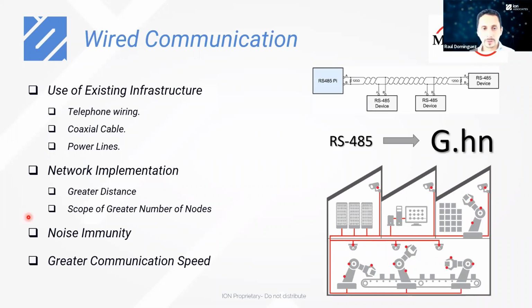You can go greater distances and several nodes. There's, depending on what you are using, noise immunity. And the good thing is that you can have greater communication speed. So you can even mount something like an Ethernet using G.hn. With the G.hn devices, there's a kind of Ethernet output. So you can distribute more speed, more data using the same wiring system you have.